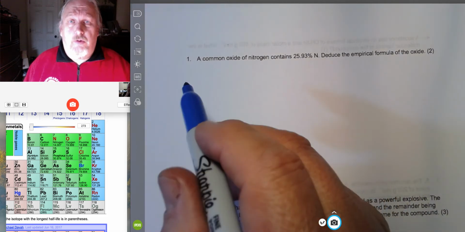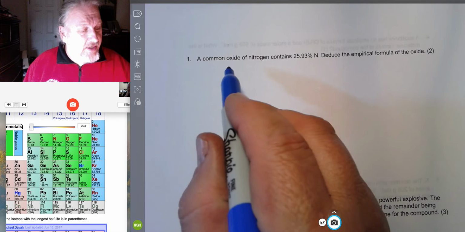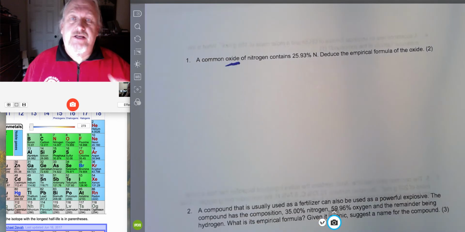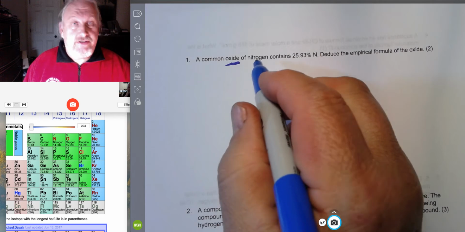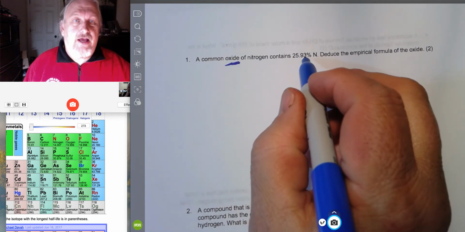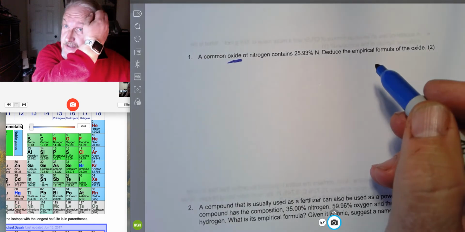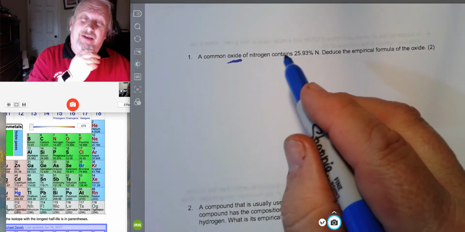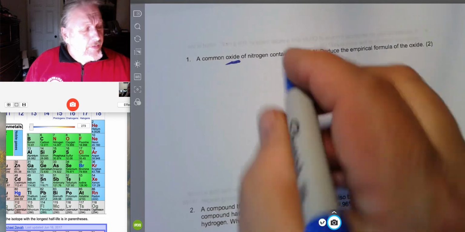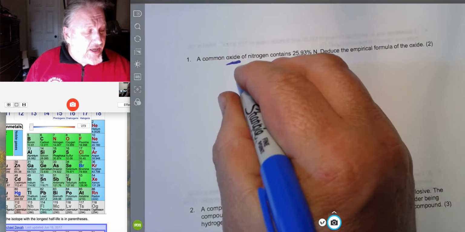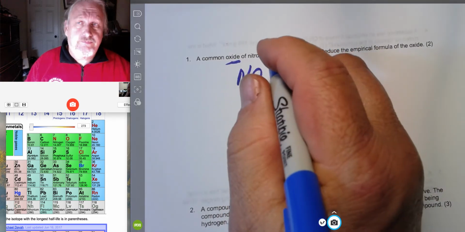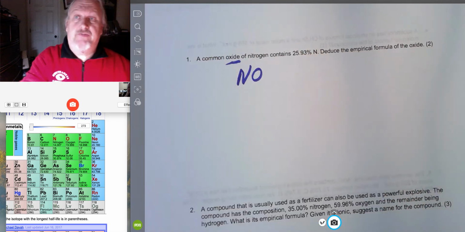So, question one said a common oxide. That tells me something, right? What does it tell me? That I've got oxygen in here. An oxide of nitrogen contains 25.93% nitrogen. Find the empirical formula for this oxide. Now it's important. It only gave me one percentage, but it says I've got an oxide. That means I have an N and an O. So what's the percentage of oxygen?